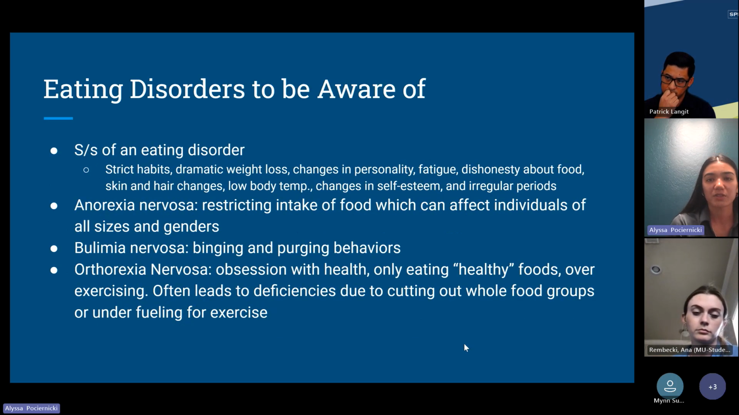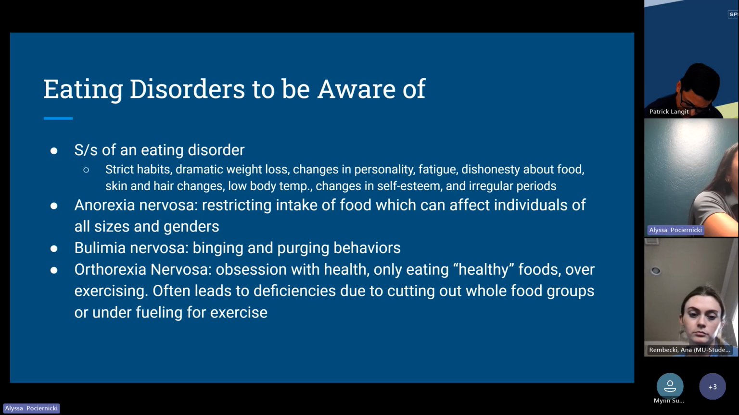And then these are some eating disorders to be aware of. So signs and symptoms of an eating disorder: strict habits, dramatic weight loss, changes in personality, fatigue, dishonesty about food, skin and hair changes, low body temperature, changes in self-esteem, and then irregular periods. So these are signs and symptoms that kind of overlap with relative energy deficiency. Again, we just have to keep in mind what's going on. And if we don't know, just refer them out. But these are some signs if you believe that a patient does have an eating disorder.